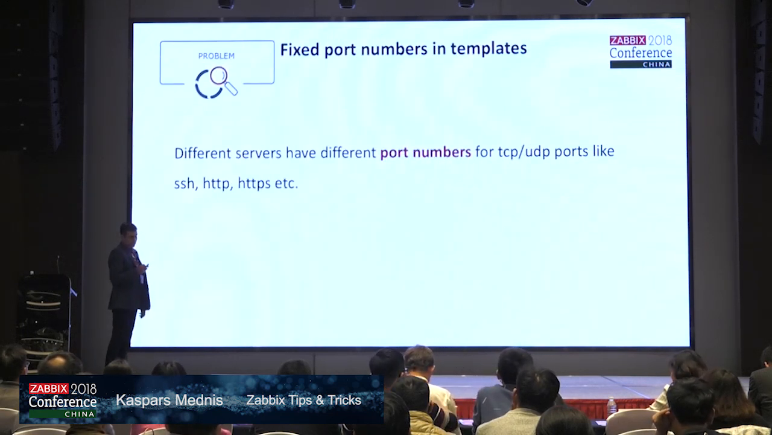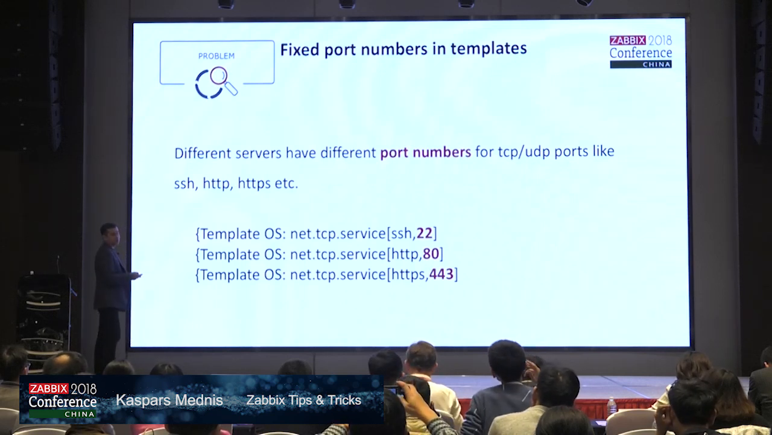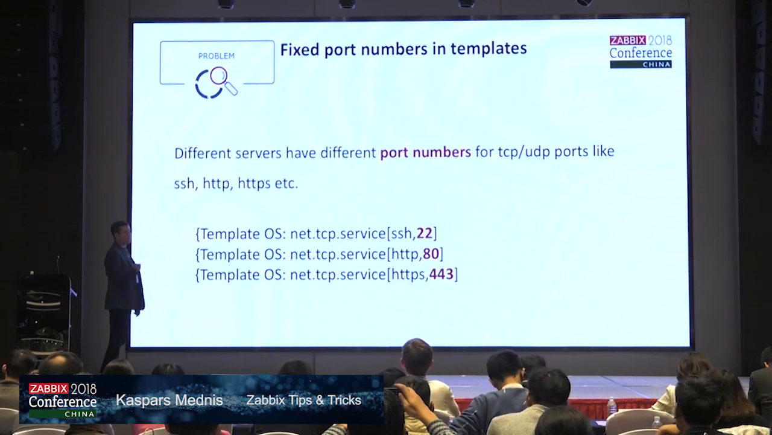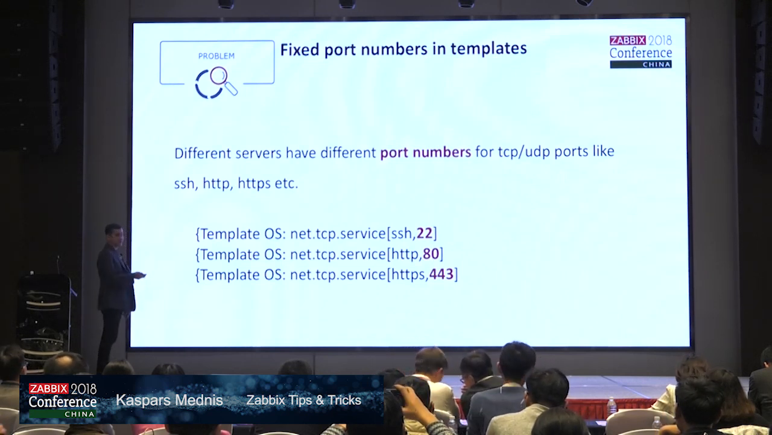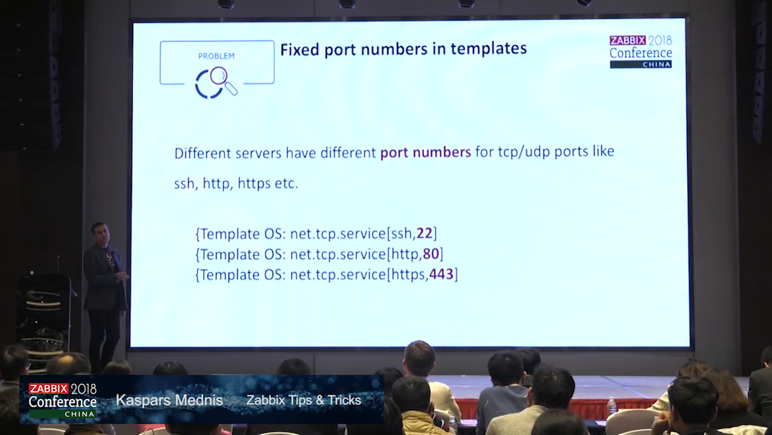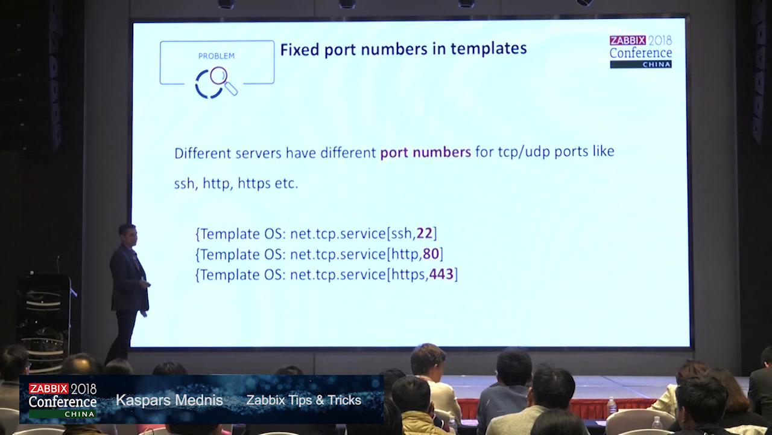Another good example of macro usage is when you need to monitor network ports. And you have items like TCP port checks for SSH, HTTP, HTTPS. So this will work fine. But maybe for some of the servers you will have different ports. And then you will have a problem with this template because you will need a different template for different ports.